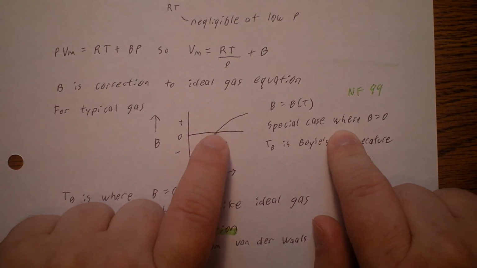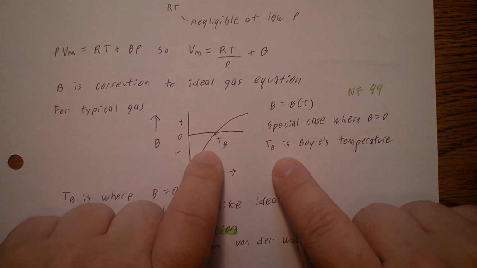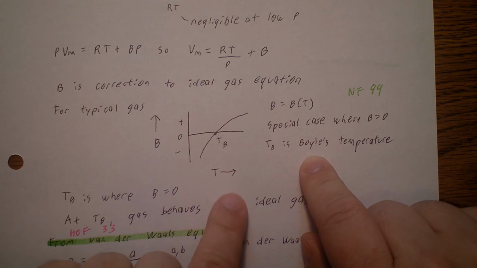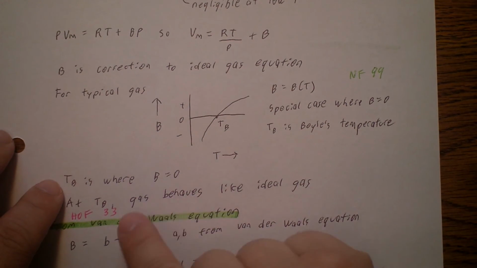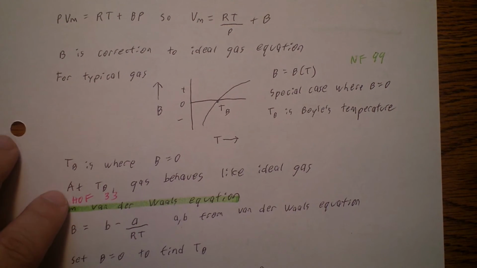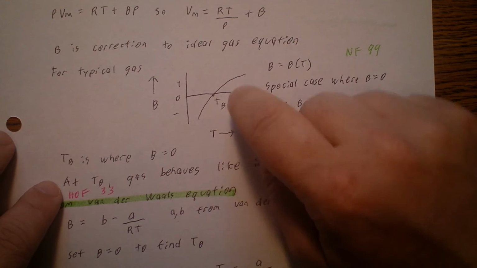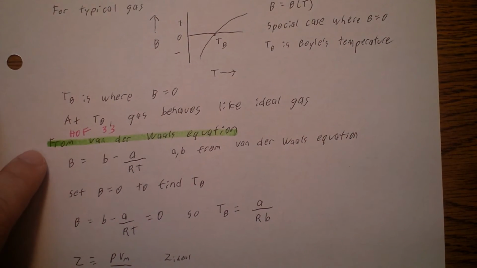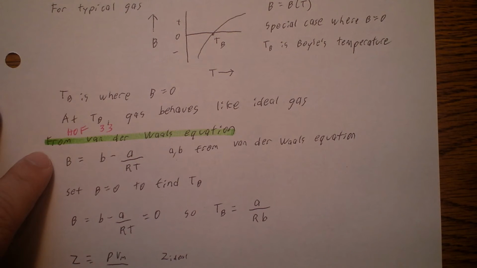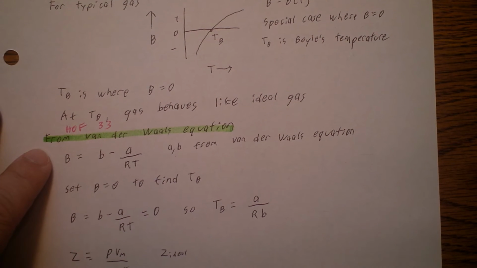There's a special case where B is equal to 0. This is T sub B, and it's called Boyle's temperature. So T sub B, or Boyle's temperature, is where B is equal to 0. At T sub B, the gas is behaving like an ideal gas. See handout 33. Now, back to the van der Waals equation again.